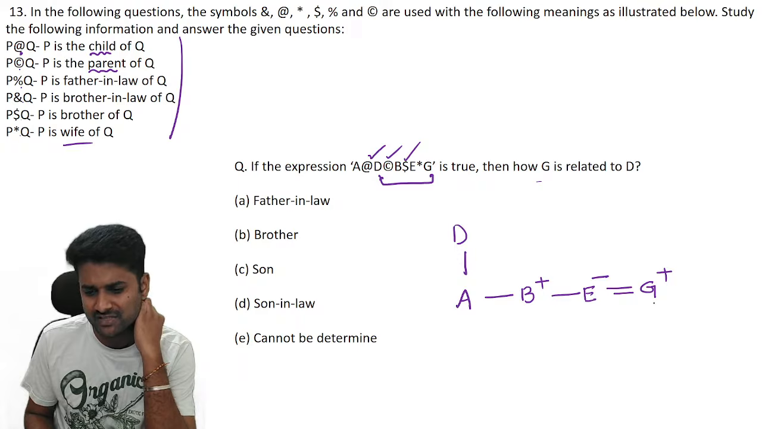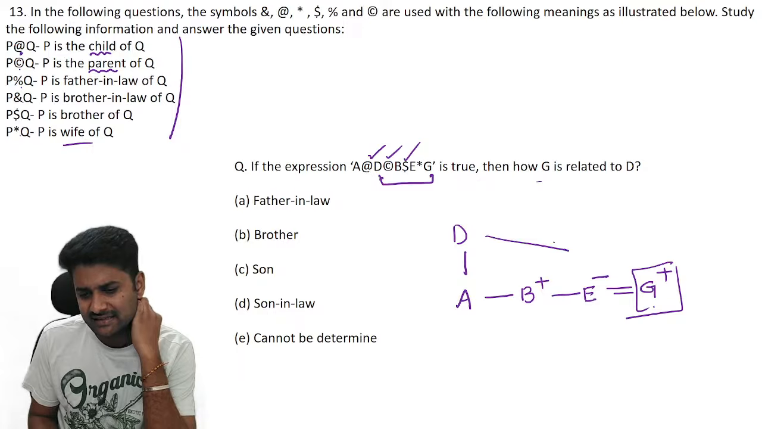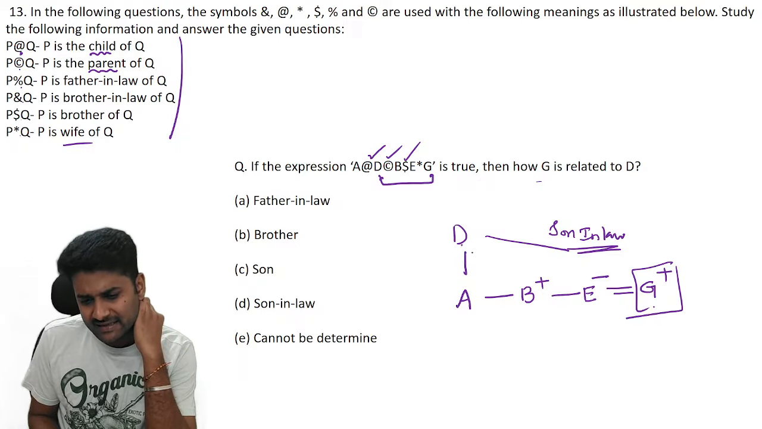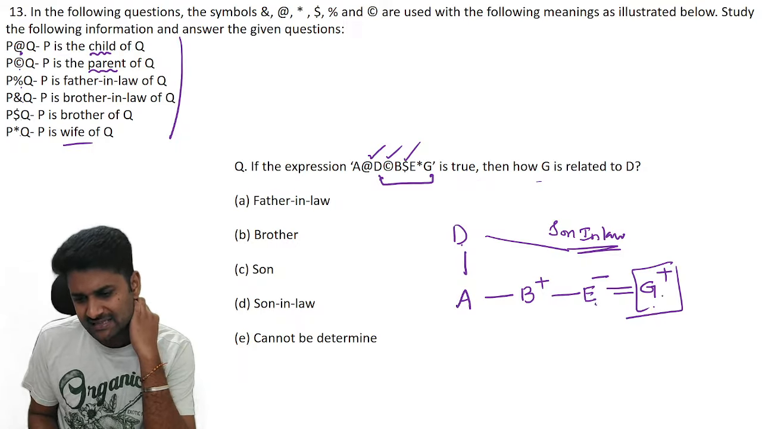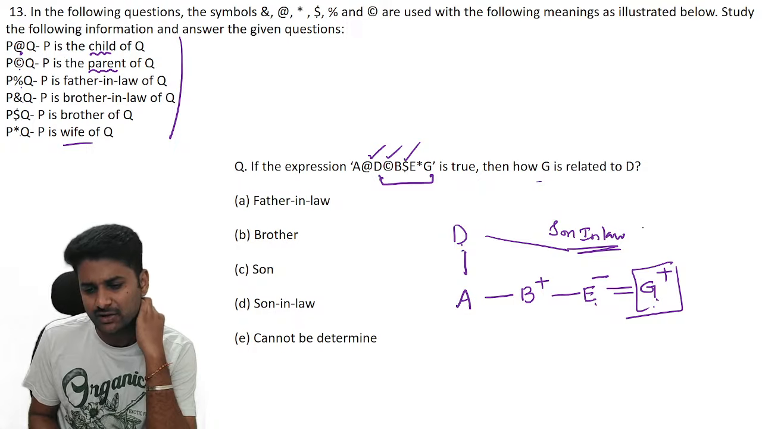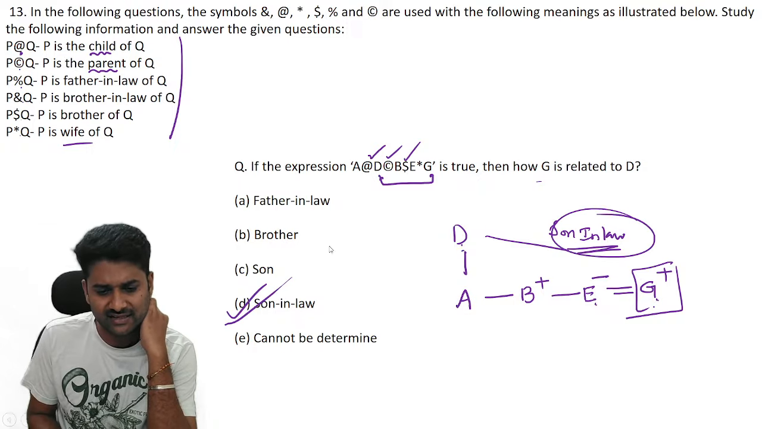Another question: how is G related to D? Definitely G is son-in-law of D. Why? Because D's daughter is E, E's husband is G, so G related to D is son-in-law. Son-in-law is the correct answer.